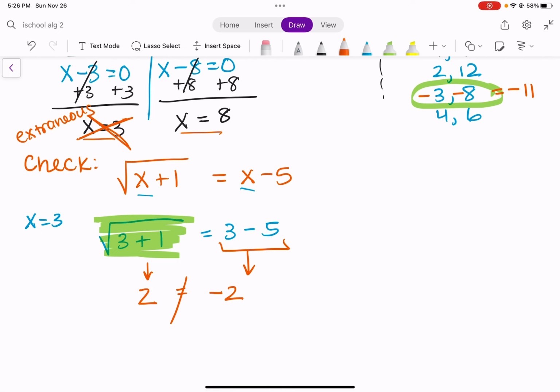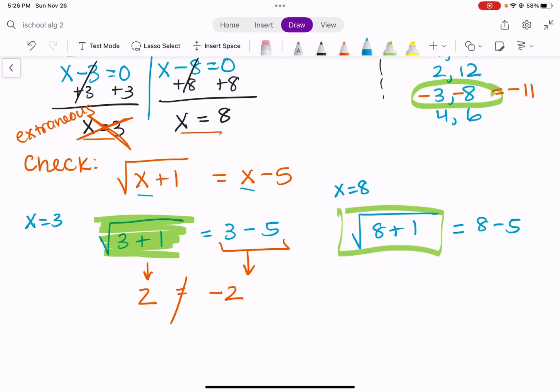If we now check x equals 8, let's see if that one works, because sometimes they both may be extraneous. So I have square root of 8 plus 1 equals 8 minus 5. Again, you can put this whole side in your calculator with the square root. You're going to get 3, and then 8 minus 5 is also 3. This is a true statement. So your only solution is actually x equals 8. This is your only solution.